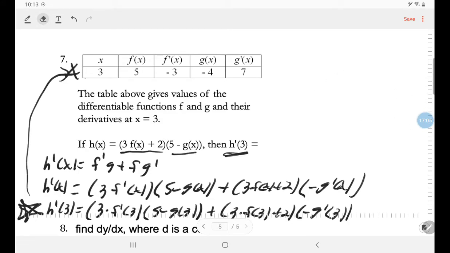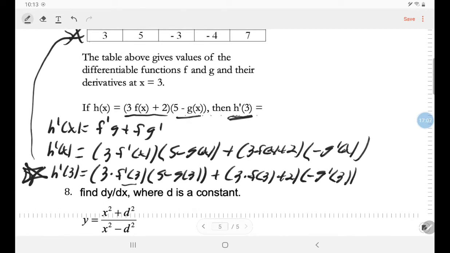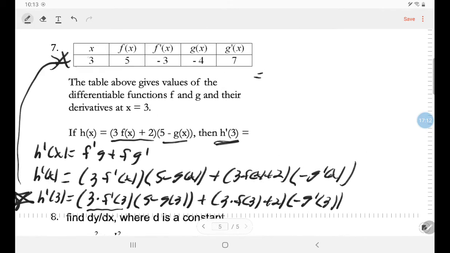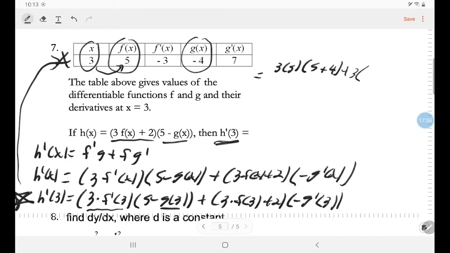And let's see what we got. So this says to take 3 times f of 3. So here's when x is 3, f is that. So instead of 3f of 3, I get 3 times 5. Times 5 minus, what is g of 3? g of 3 is negative 4. So 5 minus negative 4 is 5 plus 4. Plus 3 f of 3 is 5.